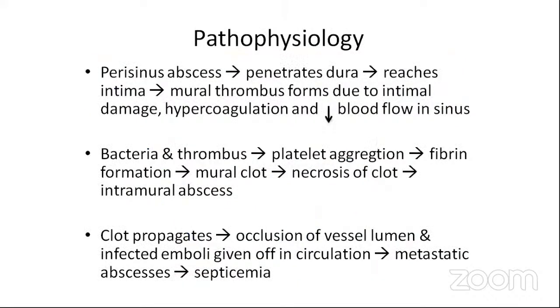The perisinus abscess will penetrate the dura and reach the intima, producing a mural thrombus, which forms due to intimal damage and hypercoagulation. There will be decreased blood flow in the sinus, and then the bacteria will proliferate in the thrombus. There will be platelet aggregation, fibrin formation, and a mural clot, and the necrosis of the clot will form an intramural abscess. Later the clot propagates, and there will be occlusion of the vessel lumen, and the infected emboli will be given off into the circulation, producing metastatic abscess and later septicemia.